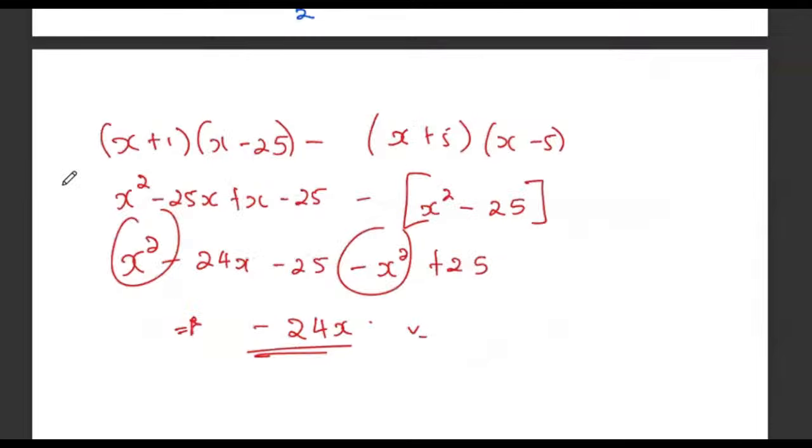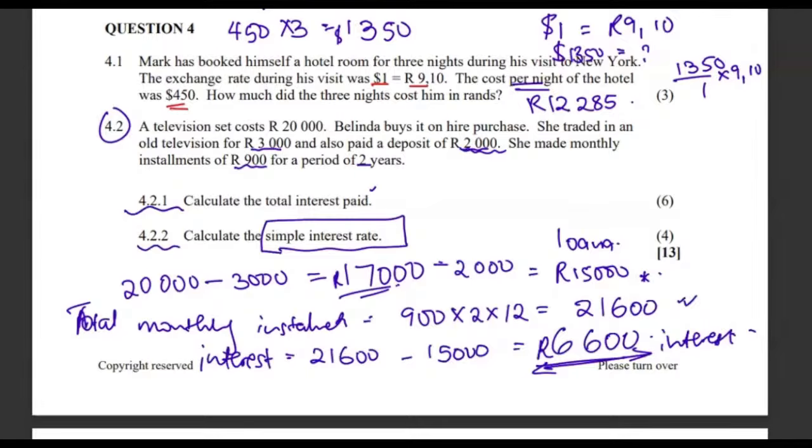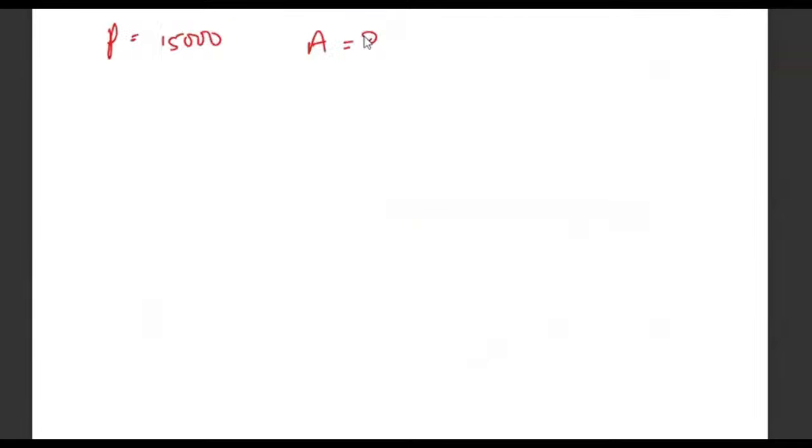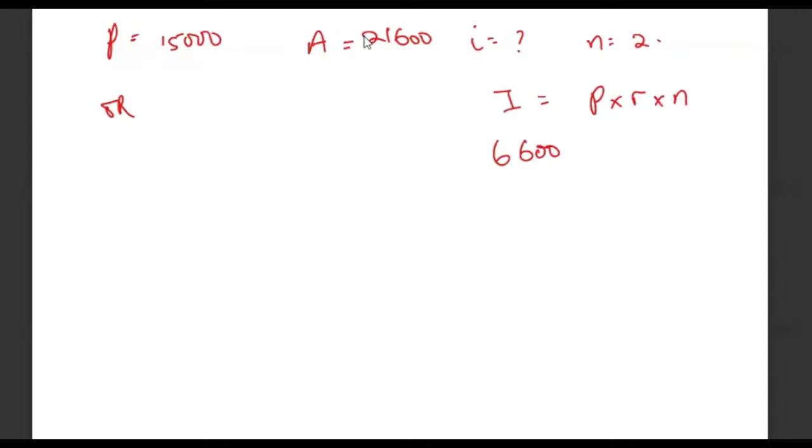So with the simple interest rate, it's a two-way thing, okay? We know that the P can be the 15,000. Our A, the total that she paid, was the 21,600. We're looking for the I, the N is 2 years. Alternatively, if we use the interest amount, which is P times the rate times the period N, we shall have 6,600 is equal to the 15,000 that was borrowed, multiplied by the rate, multiplied by the 2 years.